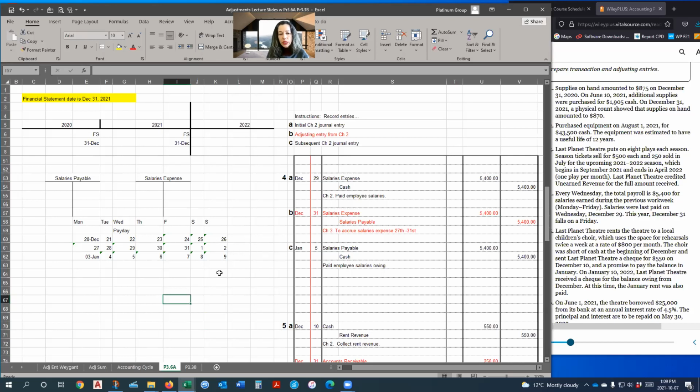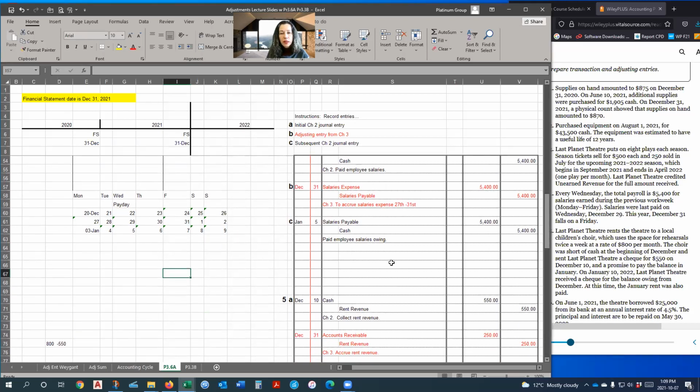But also consider how the marking will be done. Do you need to show your work? Do you need to review your work? Do you need someone else to review your work? Right? So get in a habit of documenting your work.